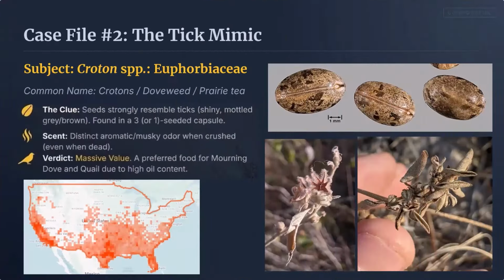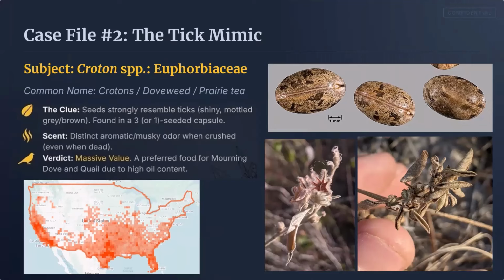Another example would be our tick mimic. At the top, you can see these little seeds. These are from croton, which is in the Euphorbiaceae family. I believe Michaela already talked about croton a little bit, but this is the doveweed, or prairie tea, goatweed. There are a lot of common names for these, and a lot of different species.